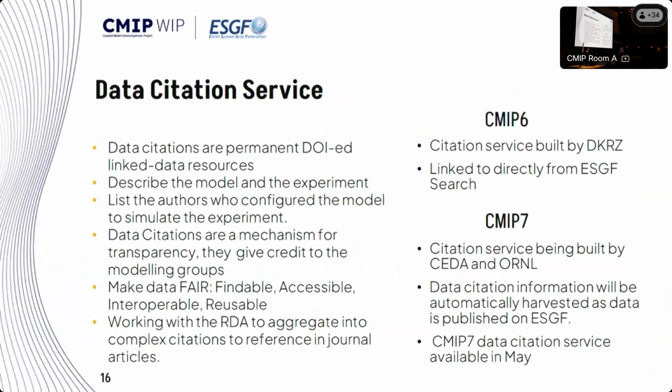Another aspect of using CMIP data is that we want you to be able to tell us, or tell the world, what CMIP data you have used. And in order to do that, we've got a citation service for data. Data citations are permanent DOI'd linked data resources, and they describe the model and the experiment. They also provide a list of the authors who configured that model to simulate the experiment.